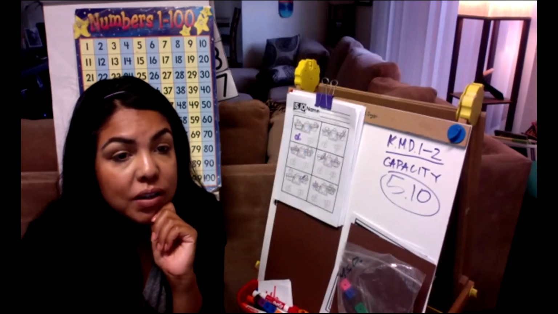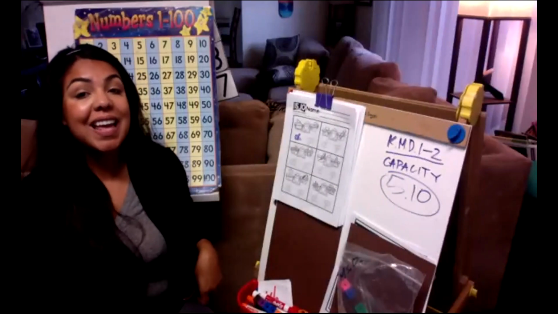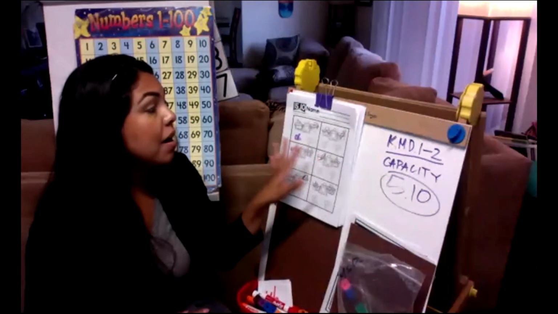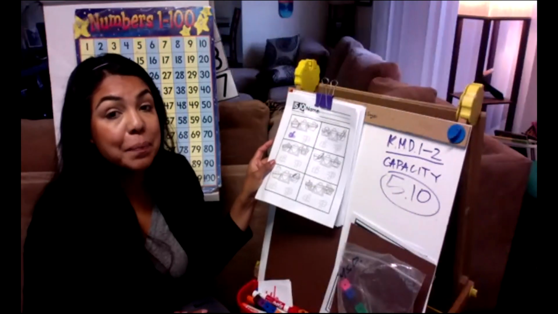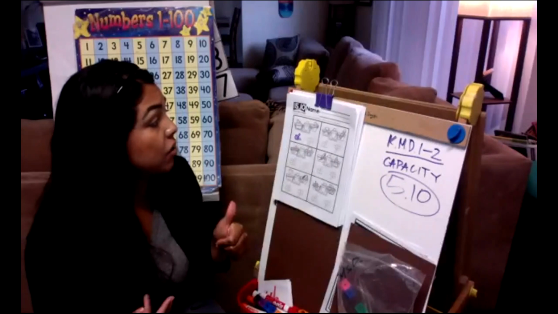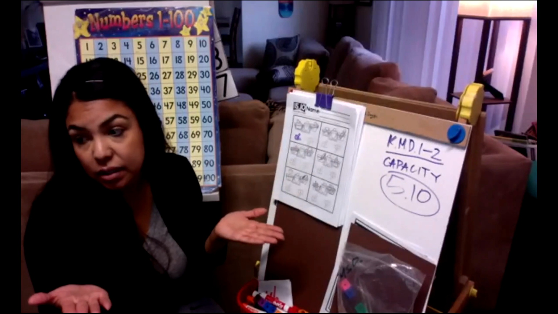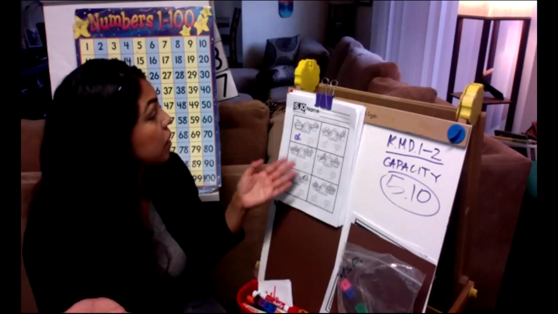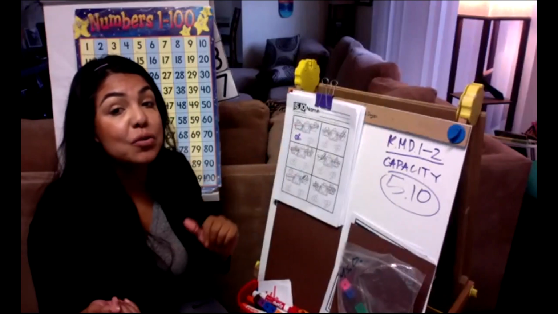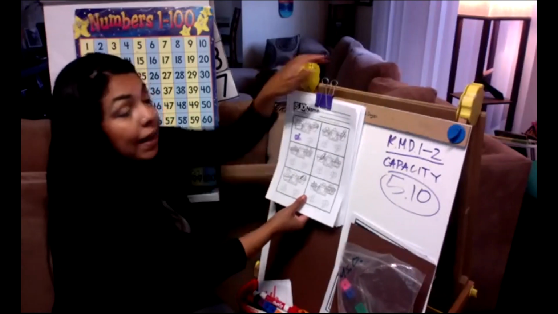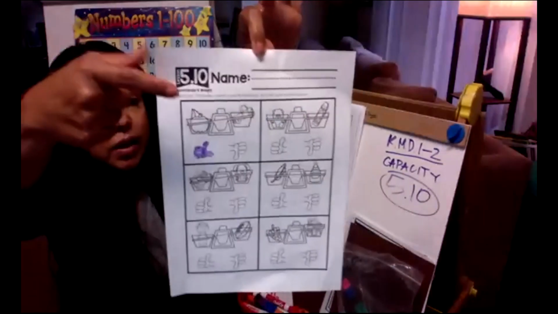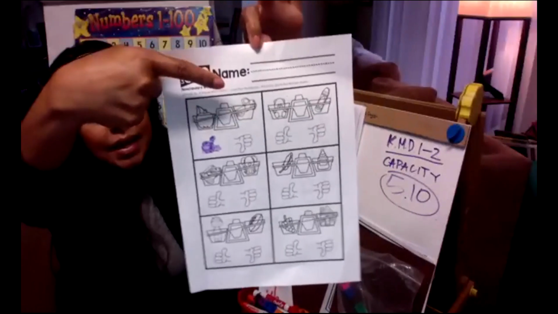So what I'm going to do is show you guys page 510. On 510, you guys are working on your own to show me capacity. What I want you to do is circle the thumbs up if the scale is showing a correct weight. If it is not, circle the thumbs down. Does everyone have this worksheet in front of them?